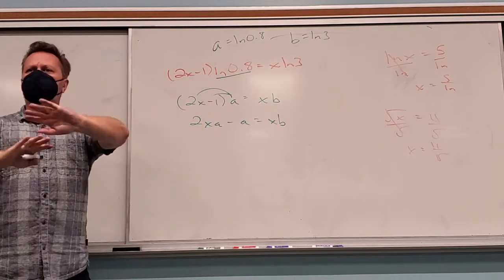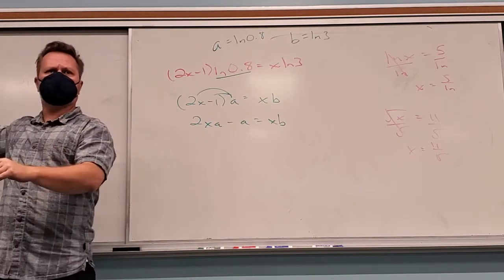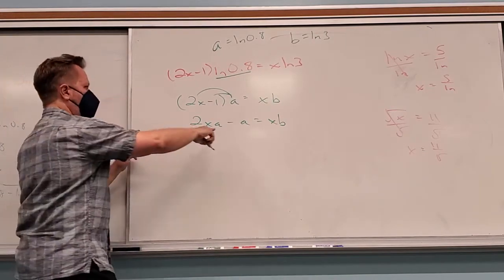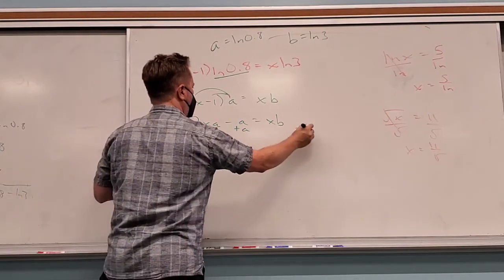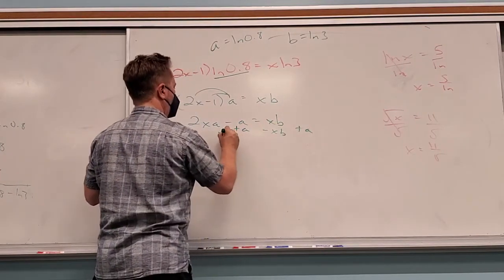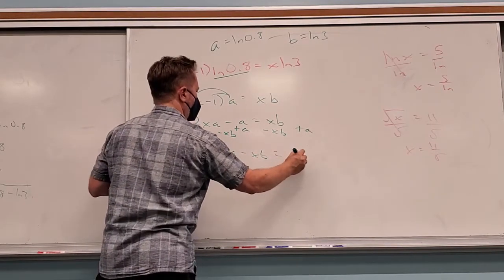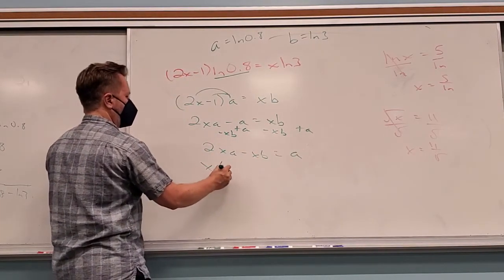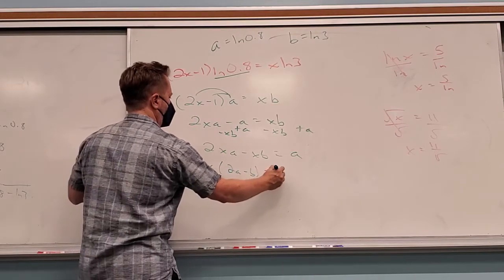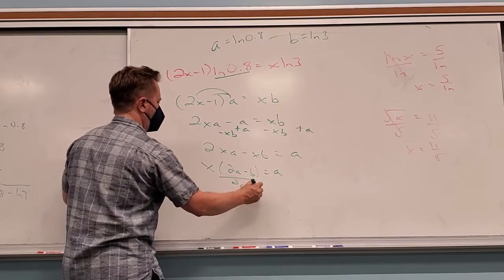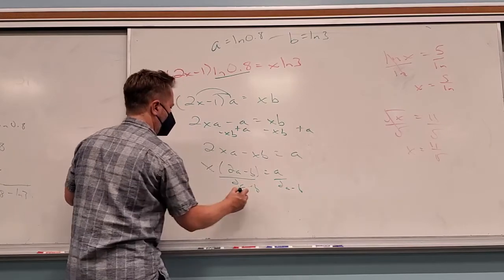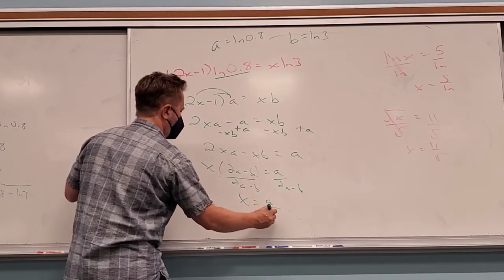So if you don't like this at all, never do it. Just do it this way. So now I'm going to add A, and I'm going to subtract xb, so I get all my x's on one side. I can factor an x out, and then I can divide by 2a minus b. So I get x equals a over 2a minus b.